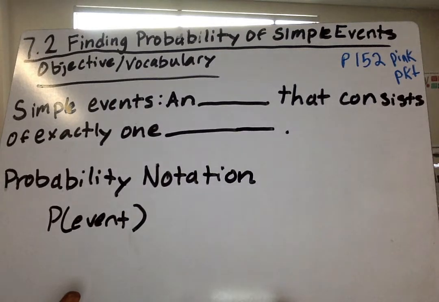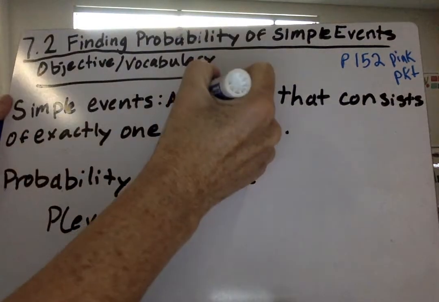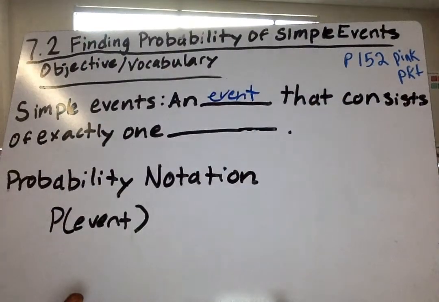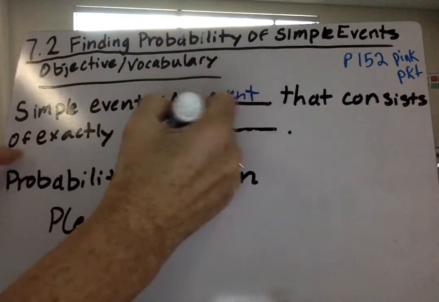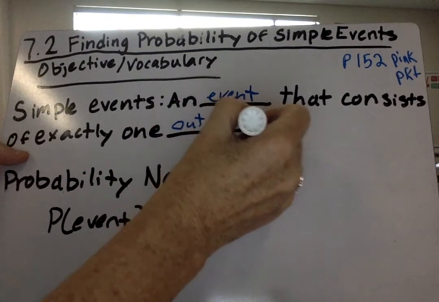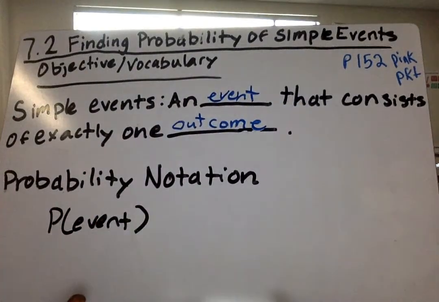In our vocabulary, a simple event is an event, so go ahead and write that in, that consists of exactly one outcome. Like when you flip a coin, you can only get one outcome, heads or tails. Or if you're spinning a spinner, there's only one outcome on where it can land.